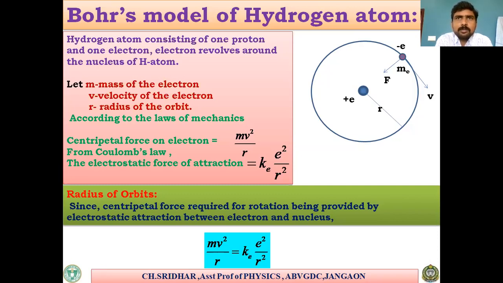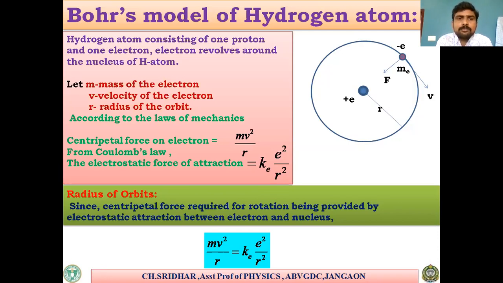F is equal to 1 by 4 pi epsilon into Q1 Q2 by R square, where Q1 is the proton charge and Q2 is the electron charge. So plus E into minus E, it is minus E square by R square. Here we are only considering the magnitude, so that is the reason we are neglecting that negative sign here.